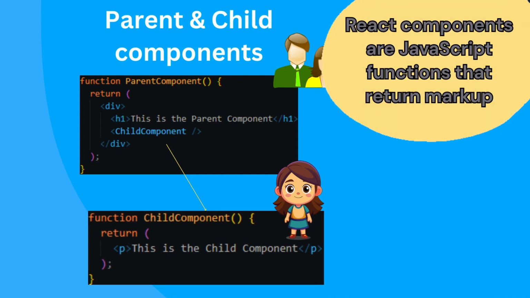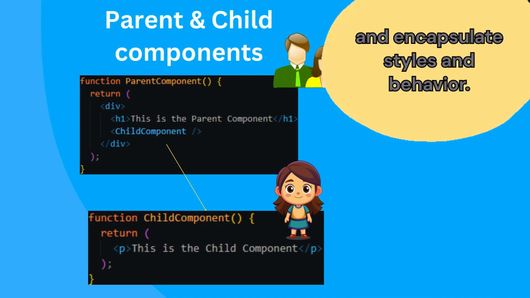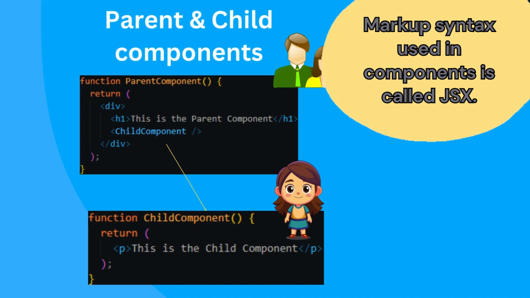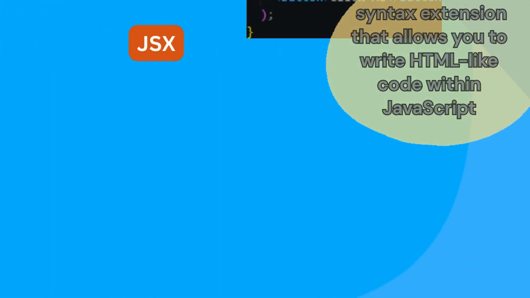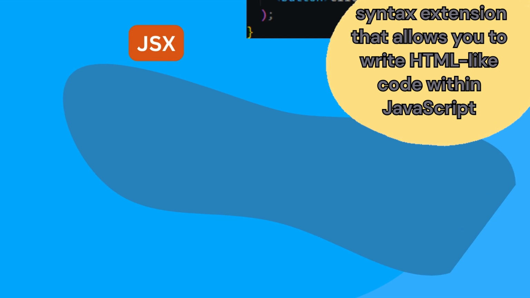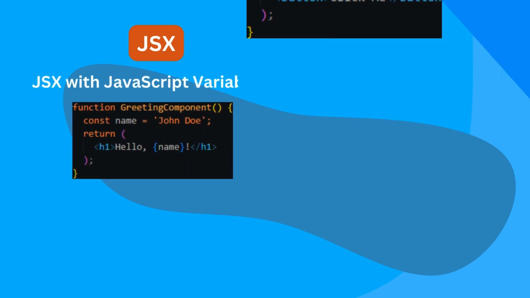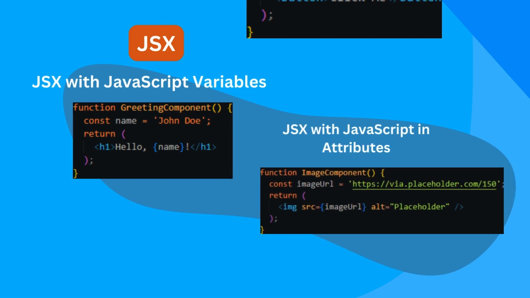React components are JavaScript functions that return markup and encapsulate styles and behavior. Markup syntax used in components is called JSX. JSX is a syntax extension that allows you to write HTML-like code within JavaScript, used to describe UI elements. JSX lets you put markup into JavaScript. Curly braces let you escape back into JavaScript so that you can embed some variable from your code and display it to the user. You can also escape into JavaScript from JSX attributes, but you have to use curly braces instead of quotes.